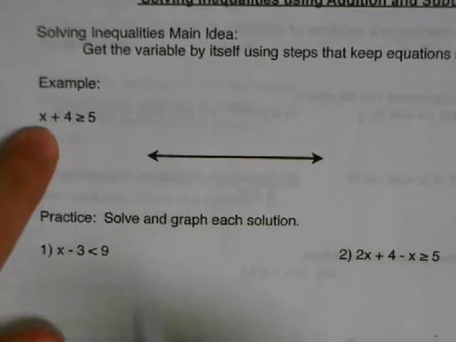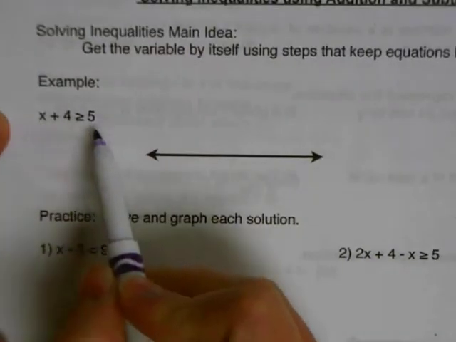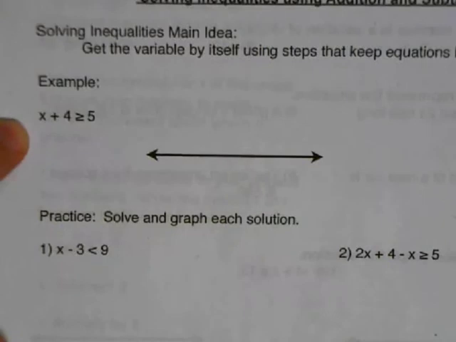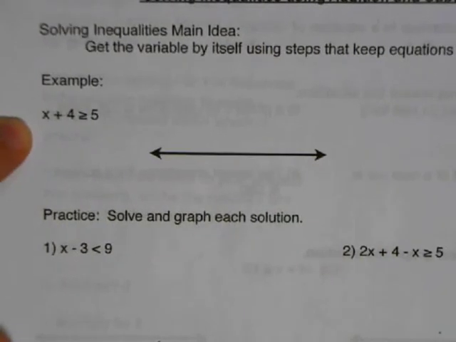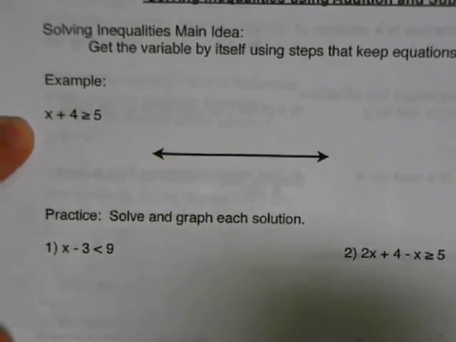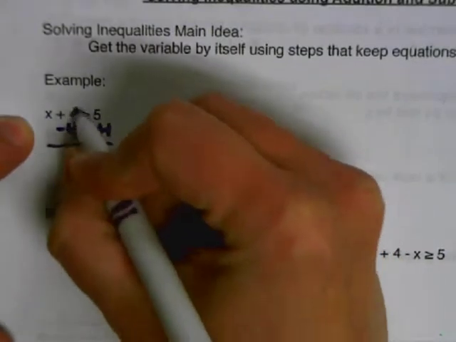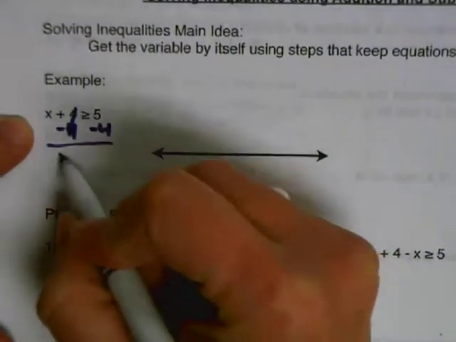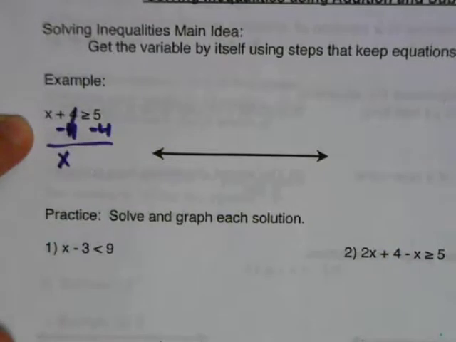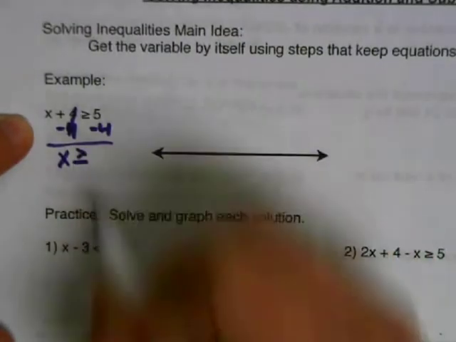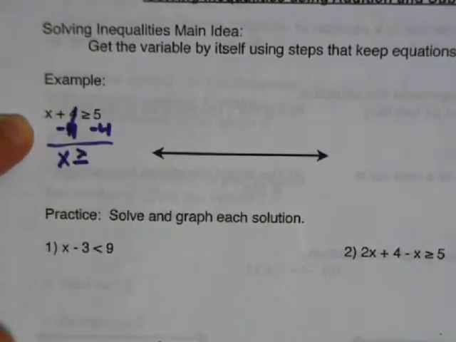x plus 4 is greater than or equal to 5. How do we get the x by itself? We have to get rid of the plus 4. So to get rid of plus 4, what do we do to both sides? Subtract 4. Minus 4 from both sides. What do we bring down? The x. We bring down this greater than or equal to this time. And what is 5 minus 4? 1. So that is the solution to this particular equation or inequality.